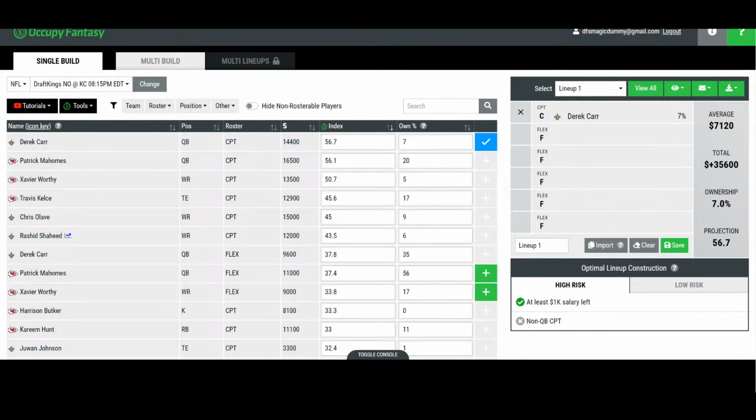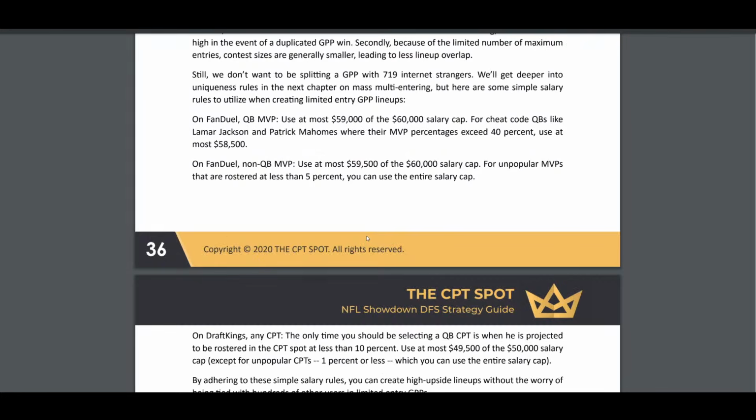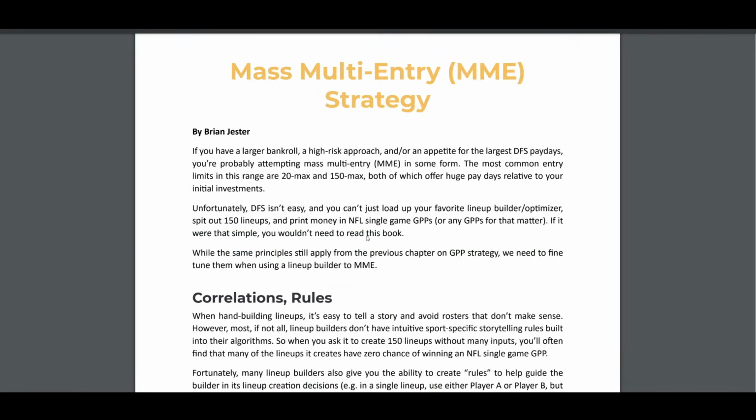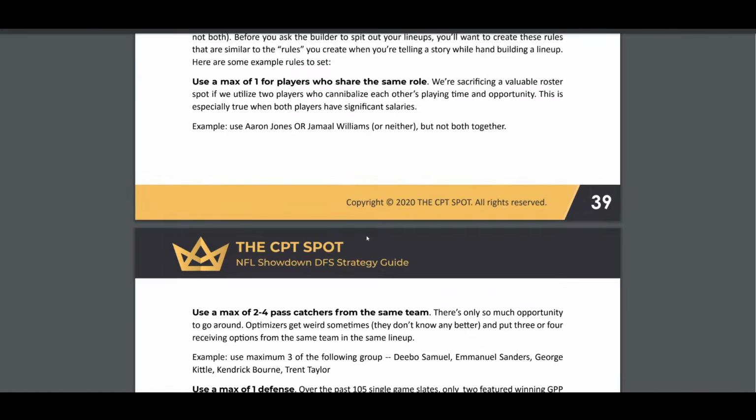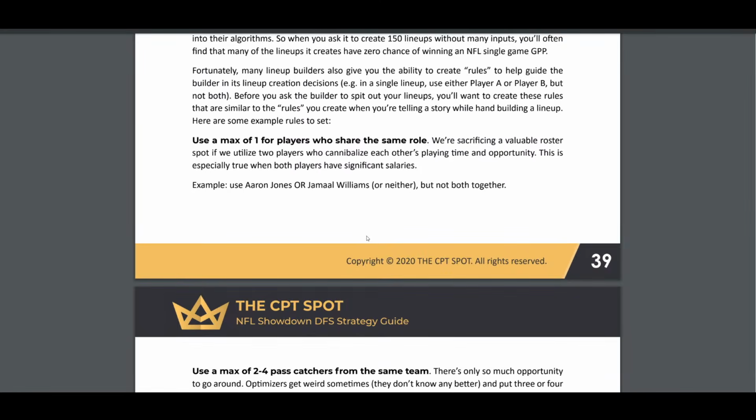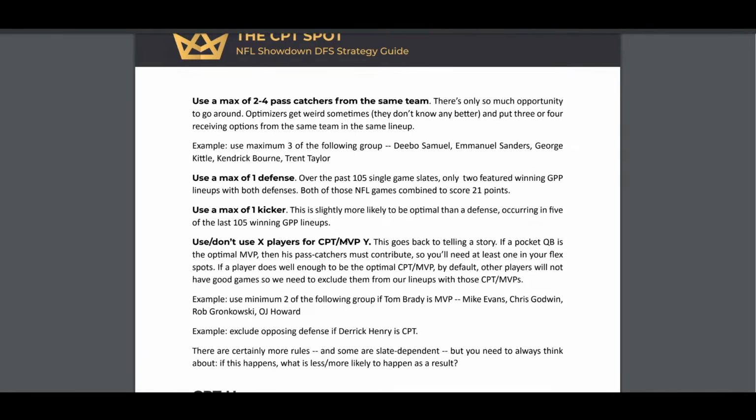Now, we also know, let's go back to the captain spot, and let's look at some rules here. Correlation rules. So don't use X players for captain, MVP Y. So basically, if this captain is the optimal captain, what does that mean for the rest of your lineup? Generally, if there's a quarterback captain, as the example here, if Tom Brady's MVP, use Mike Evans, Godwin, Gronk, O.J. Howard. That's how old the examples are from this guide. But basically, with a pocket passer like Derek Carr, we probably want 2 pass catchers with him, because if he's the optimal quarterback, he's probably throwing to all sorts of guys.